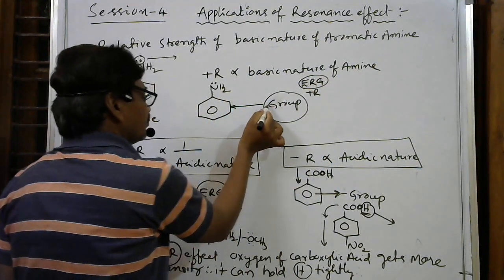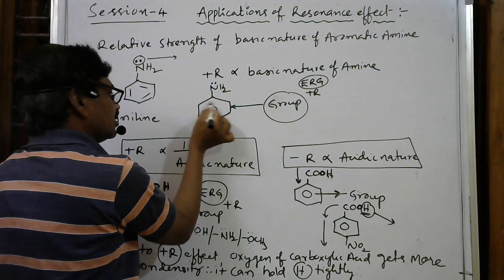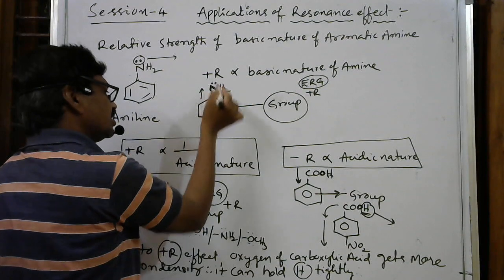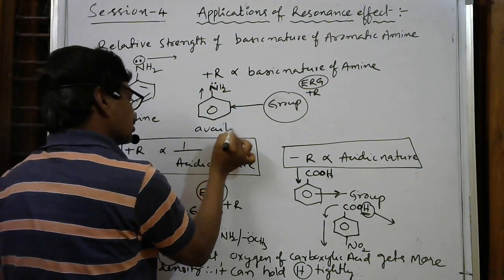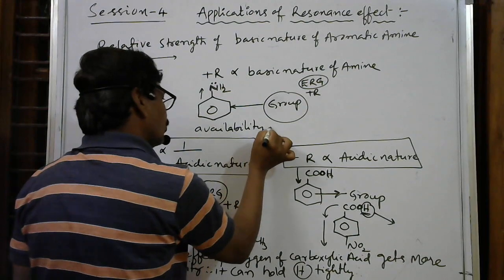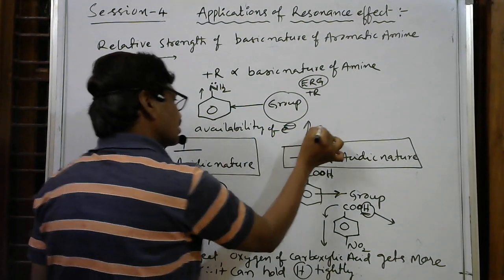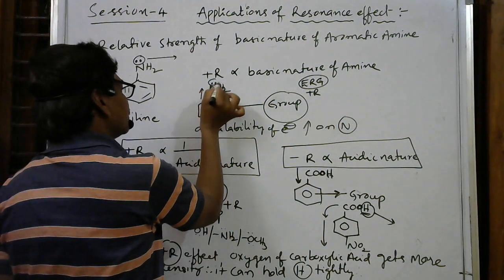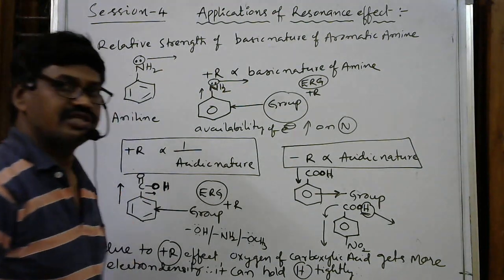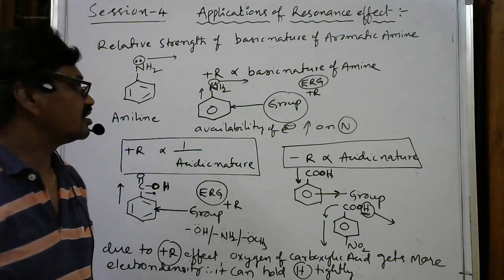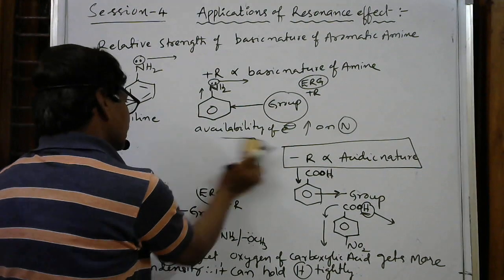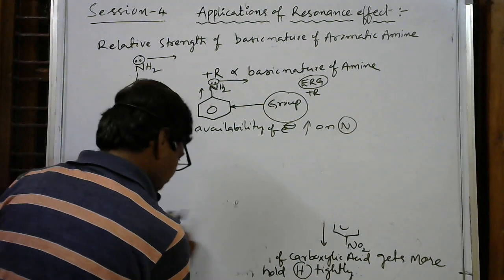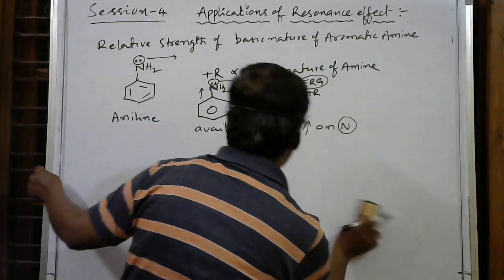So what happens when electrons are moving towards the benzene ring? The ring is activated. Through the ring, electrons are moving to this nitrogen, and the nitrogen electron density increases. So the availability of electrons increases on nitrogen. When the availability of electrons increases on nitrogen, it is easy to donate this electron pair, so that basic nature increases. Similarly, basic nature is inversely proportional to minus R nature. Basic nature is inversely proportional to minus R.